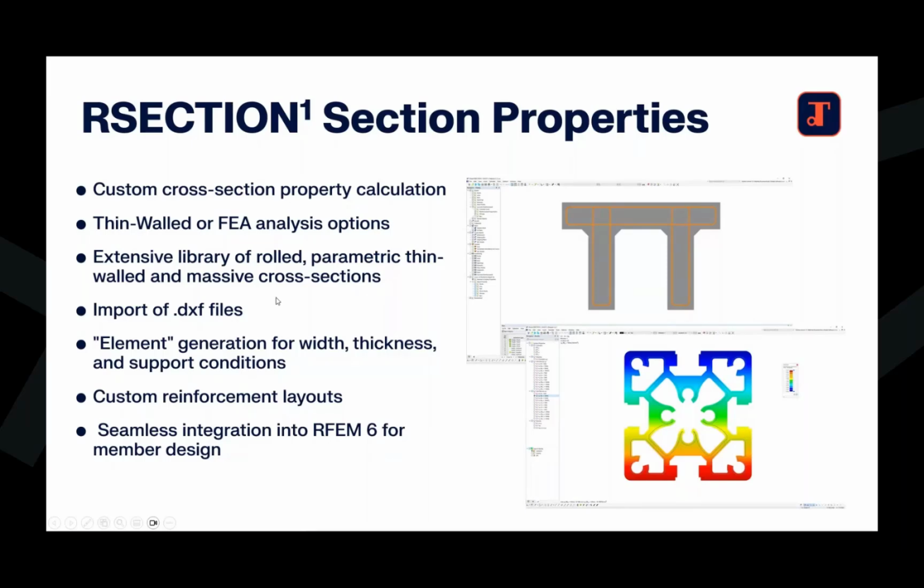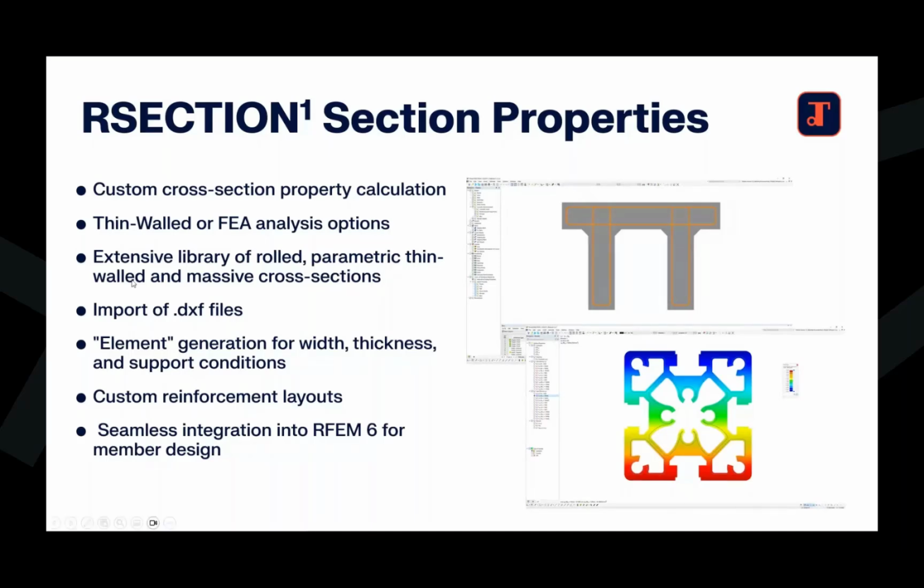If you want to create your cross section, so for example, built up cross sections, you have access to all the same cross sections materials that you do in RFEM. So an extensive library of these rolled, parametric, thin-walled, or even massive cross sections. But you can also import in something like a DXF file, which is again quite common for an aluminum extrusion.